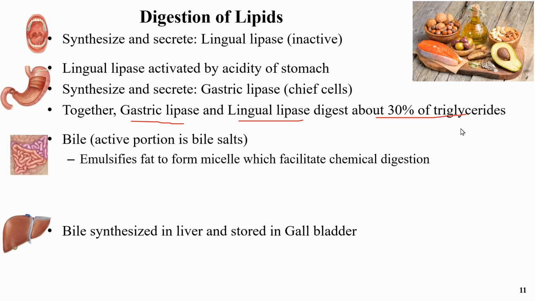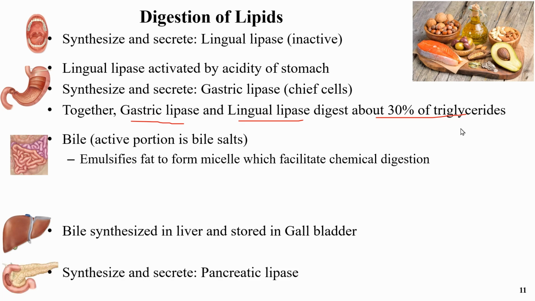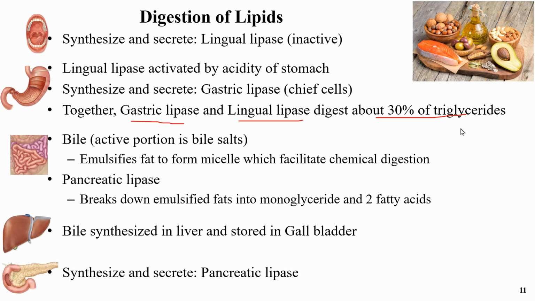So that's what's called emulsification. Now, after you emulsify, that enables the lipases to have better contact with the triglycerides and begin to break down those bonds. And that's what it says here, where the pancreatic lipase released at the same time emulsifies the fats into monoglycerides and 2 fatty acids. And it's in this form that the fatty acids are now absorbed.